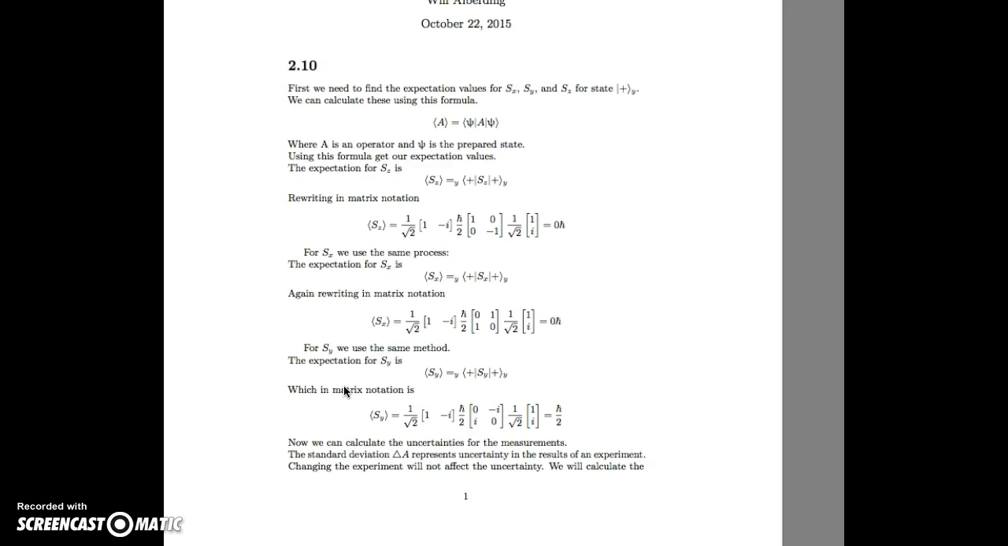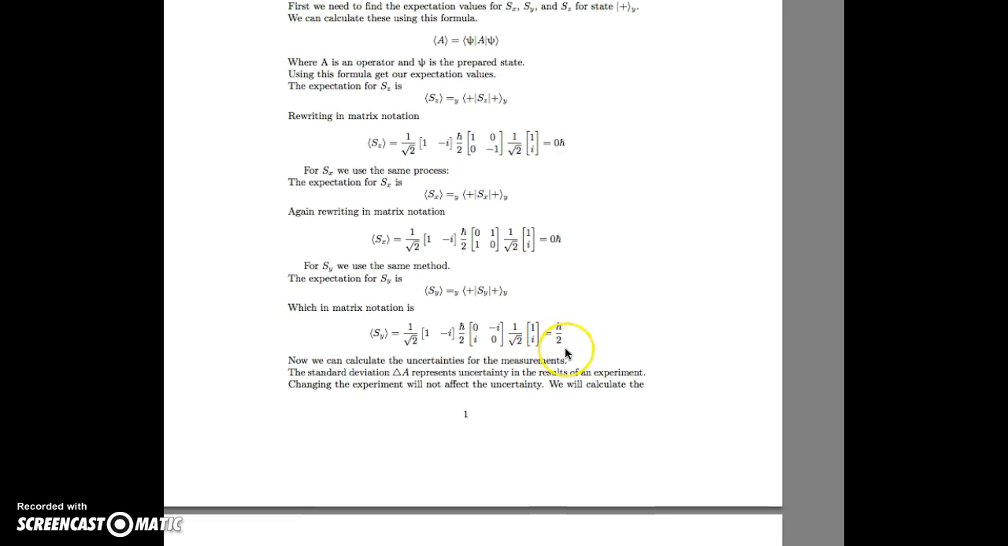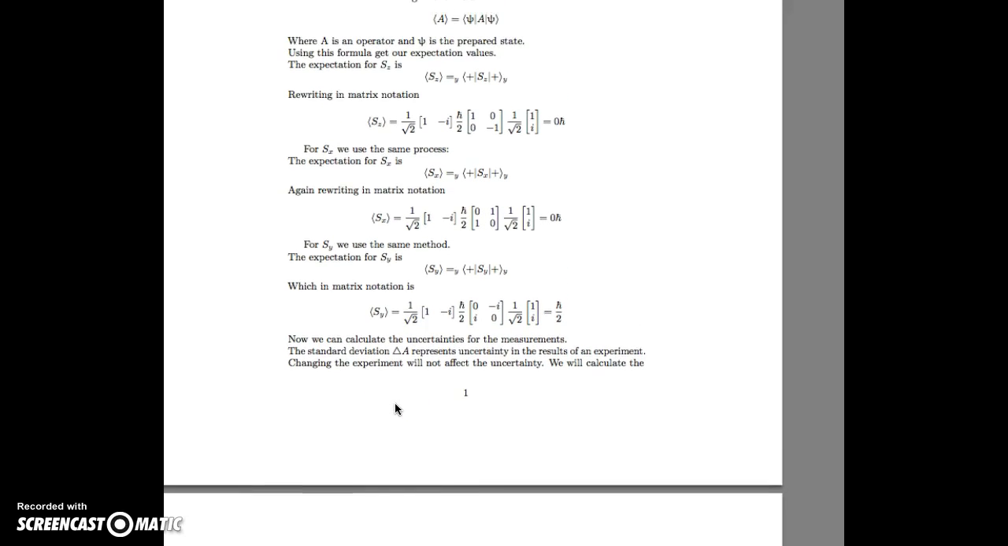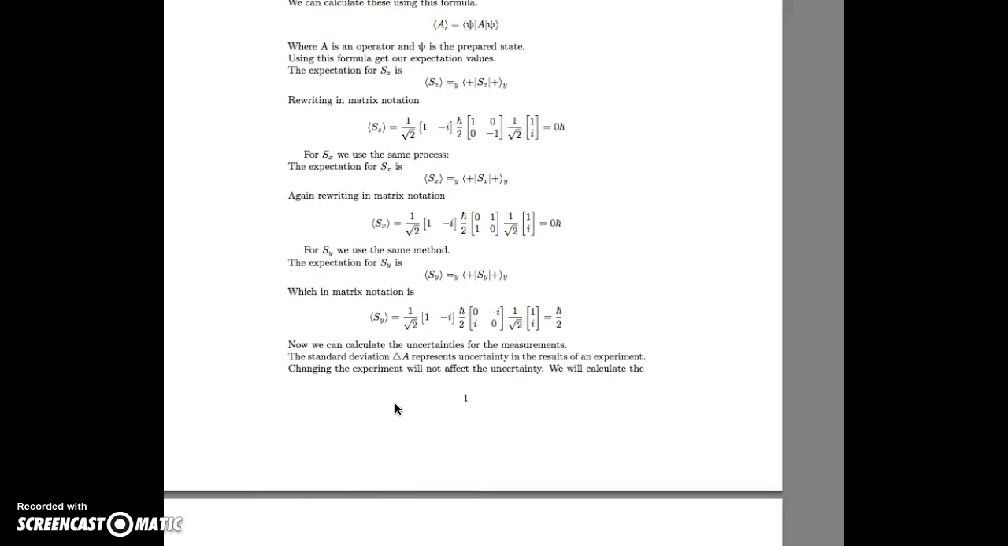For Sx we use the same process. We go through and find that Sx equals 0 h bar as well. And for Sy we do the same thing and we get h bar over 2. Now that we have our expectation values, we can calculate the uncertainties for the measurements.